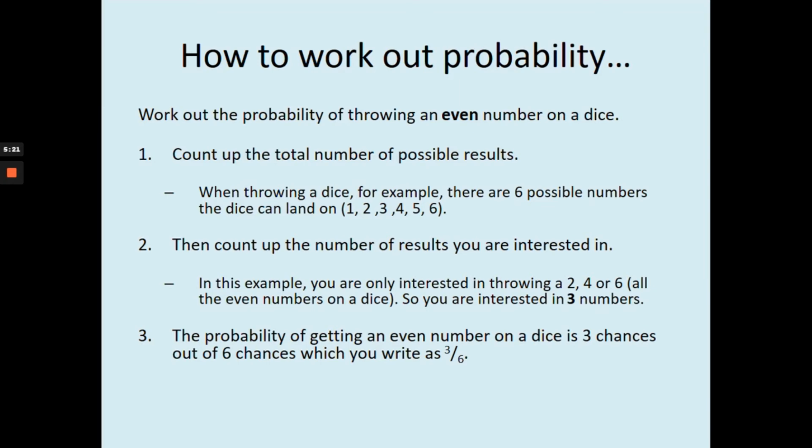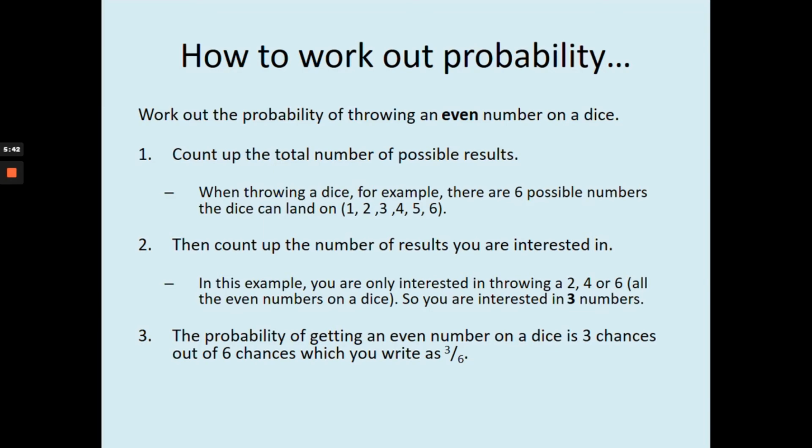So for this question, how many sides on the dice are there? So there are 6 sides on a dice. Stage 2, count up the number of results you're interested in. So how many even numbers are there? So there are 3 even numbers on a dice, 2, 4 or 6.